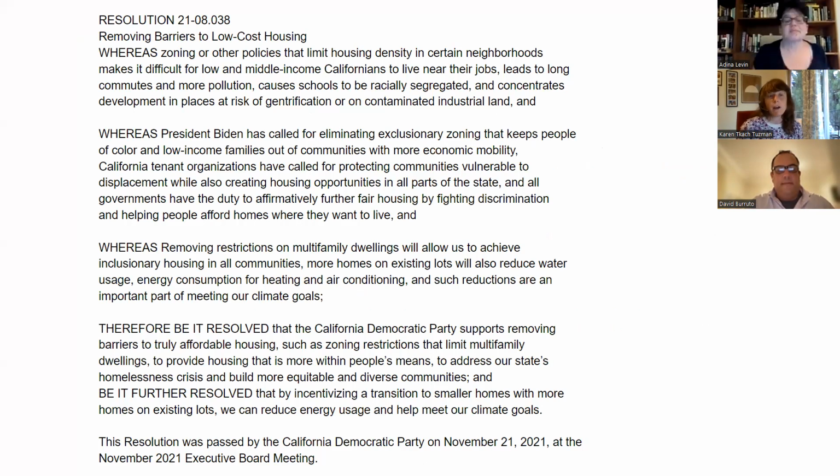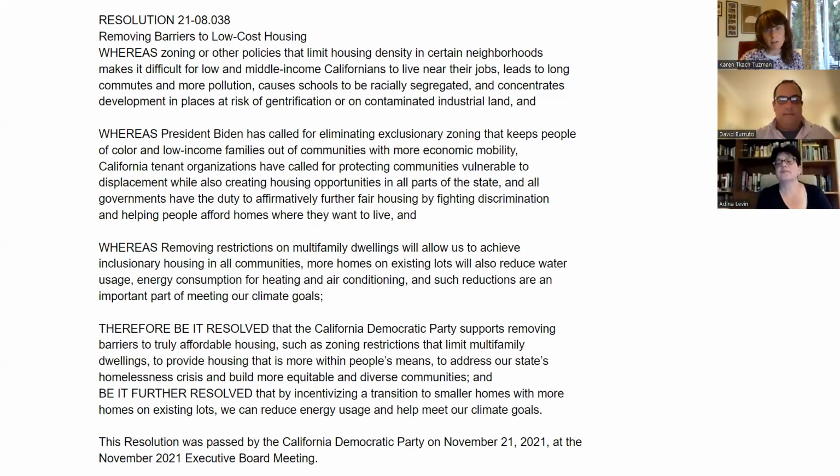And this is about a statement of principle saying that the California Democratic Party supports removing barriers to low-cost housing because whereas zoning and other policies have limited density in certain neighborhoods, leads to long commutes and more pollution, racial segregation, and whereas President Biden has called for eliminating exclusionary zoning and its various ills, and whereas removing restrictions on multifamily dwellings allows us to achieve inclusionary housing in all communities and all the good things that come from that, therefore be it resolved that the California Democratic Party supports removing barriers to truly affordable housing, such as zoning restrictions that limit multifamily dwellings.